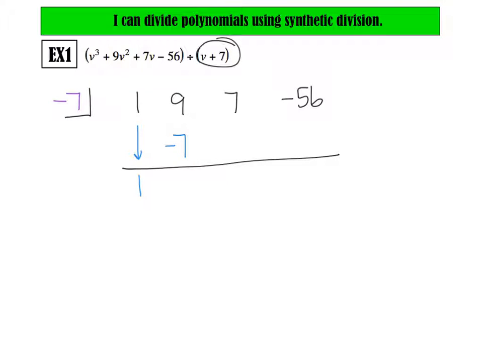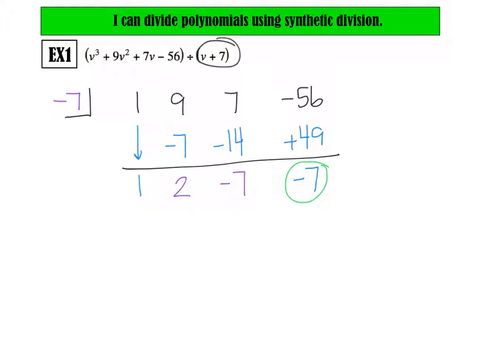So 9 minus 7 is 2, and then we do negative 7 times 2 is negative 14, and then 7 minus 14 is negative 7, and then we do negative 7 times negative 7, which is positive 49, and negative 56 plus 49 is negative 7. And so this number is my remainder, and if you notice, these are familiar numbers.